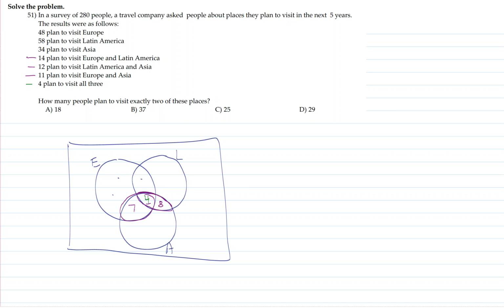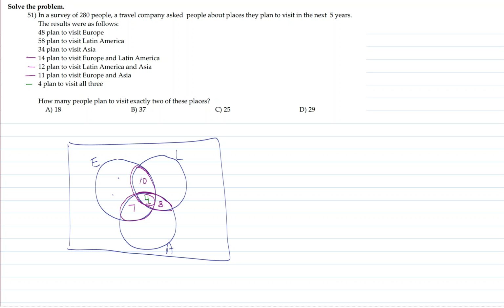And now I'll look at these 14. 14 plan to visit both Europe and Latin America. So Europe and Latin America, this part, is inside Latin America and inside Europe. So this part right here has a total of 14. I've already counted 4 of them, so the other 10 must go right here.